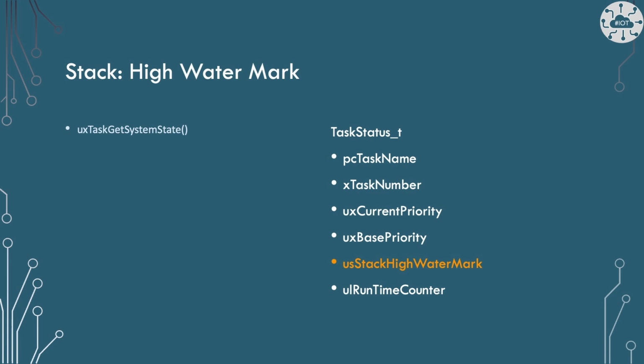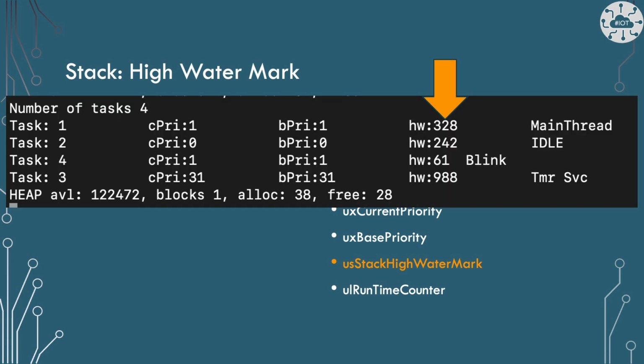So the lower the worse, and if you get to 0 then you're in trouble because you've actually run out of stack space. That's available from the get system state function. And that's what I use to show this high watermark on all of my tasks in my demos.